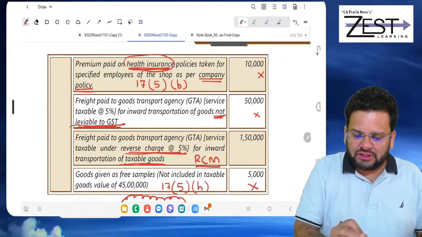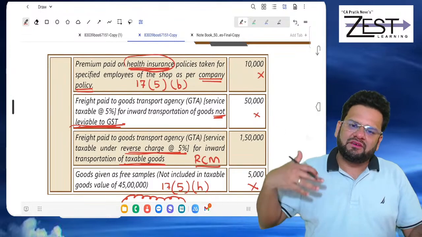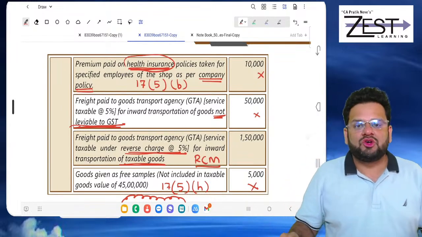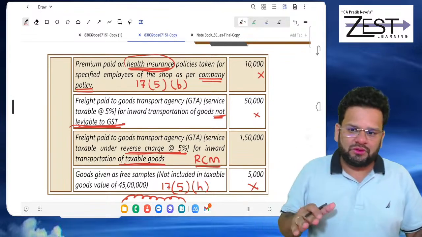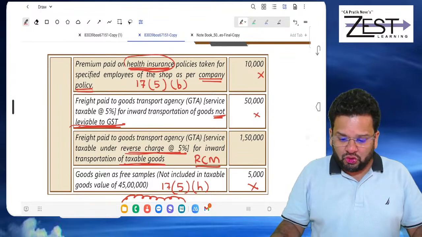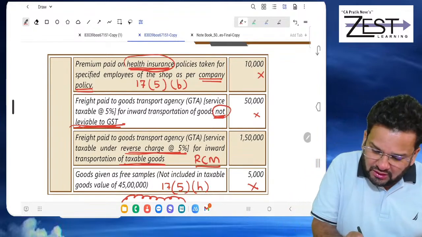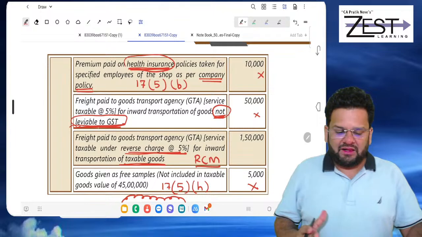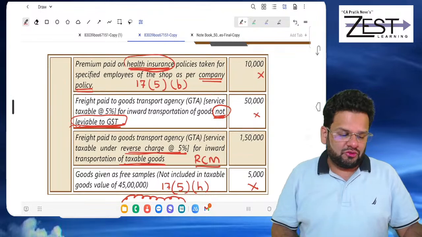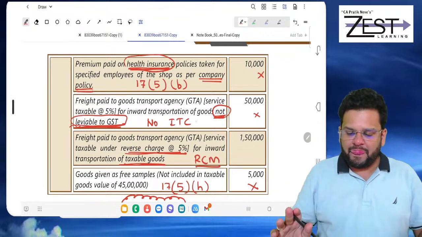And then don't calculate here. This is for health insurance. Like in yesterday's case, you had to calculate everything, T, T1, T2, T3. In today's case, no such thing. You have to just calculate how much you are going to credit to the e-credit ledger. Okay. Then freight paid to goods transport agency for inward transportation of goods not leviable to GST. If you are going to use that inward transportation only for goods which are not leviable to GST, then you know there is no ITC available.